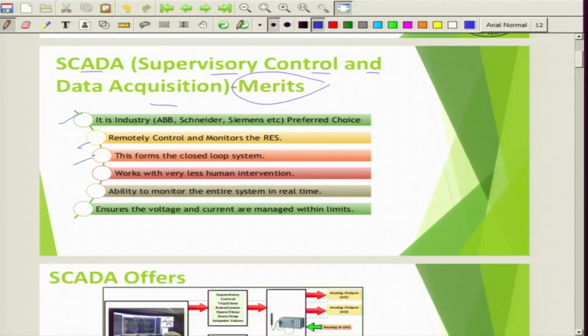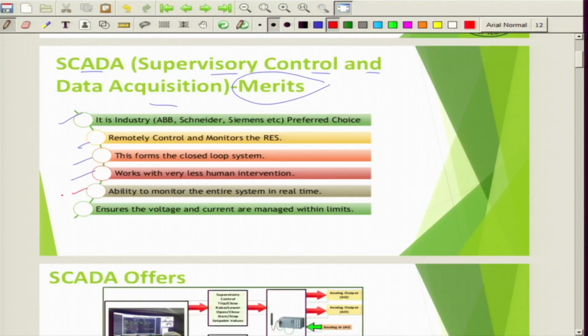And SCADA forms the closed loop system. You collect the data, process it, analyze it and then take appropriate actions, thereby making a closed loop system. It works with very little human intervention, because wherever there is a human, to err is human, right? So there will be some errors. Because a power system requires accurate administration and control action, wherever there is human intervention, there is a possibility of error.